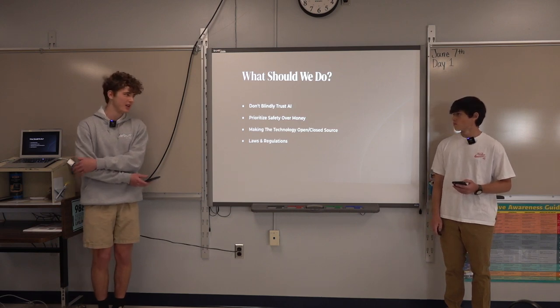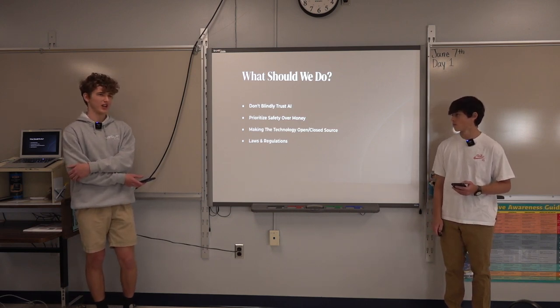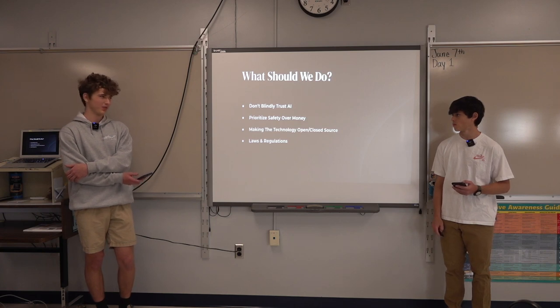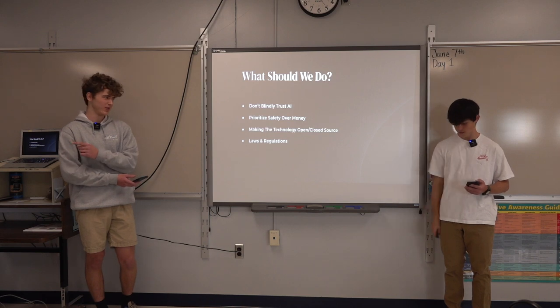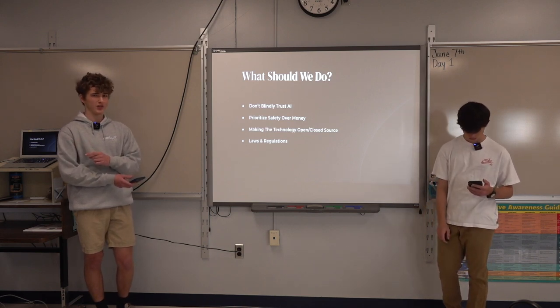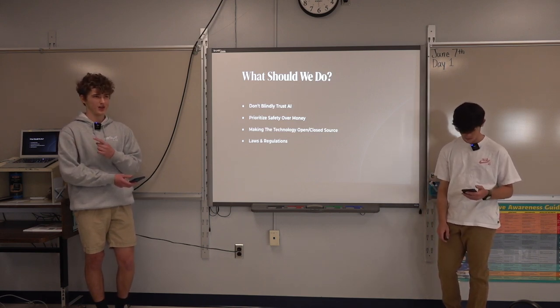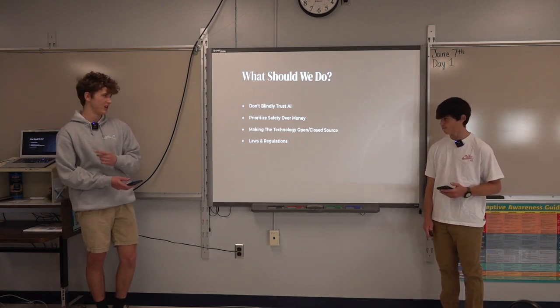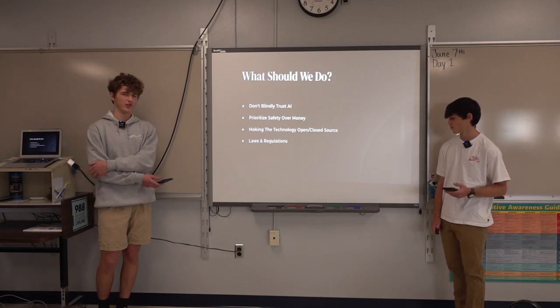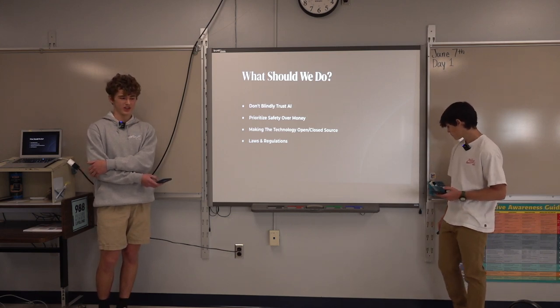The next thing we could probably do is make sure that companies are prioritizing safety over money with AI. Right now, a lot of companies are just doing it because it improves their public image. But as we keep developing more and more sophisticated systems, it's going to be really good if the companies making them are somehow held accountable and make sure that these systems are, in fact, safe for people to use. And then the next thing I think we could do is either open sourcing or closed sourcing the technology.